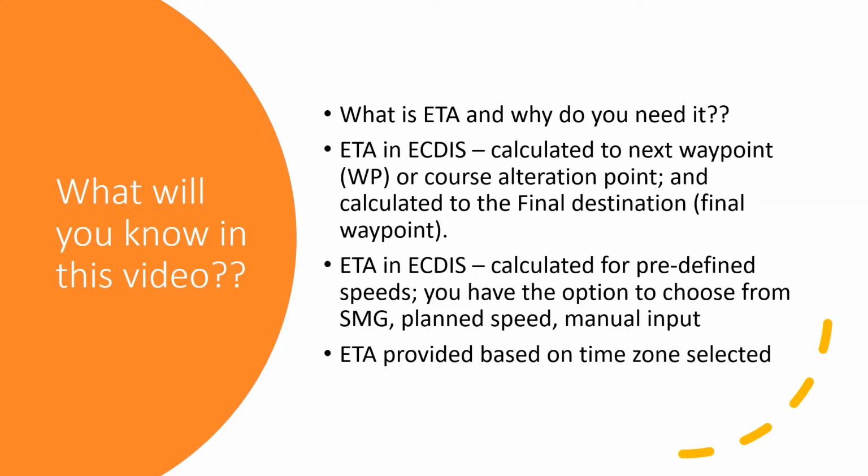So you will learn in today's video how to go into the ECDIS and calculate the ETA, or rather find the calculated ETA for some predefined speeds that are being provided by the ECDIS. They are listed in the ECDIS, and for different speeds you will have the ETA. Or you also have the option to choose from speed made good, so your ETA based on the speed made good currently, or a planned speed, or a manual input. So you can just input any speed you want and get your ETA based on the speed that you input. I'll show you how to do that as well.